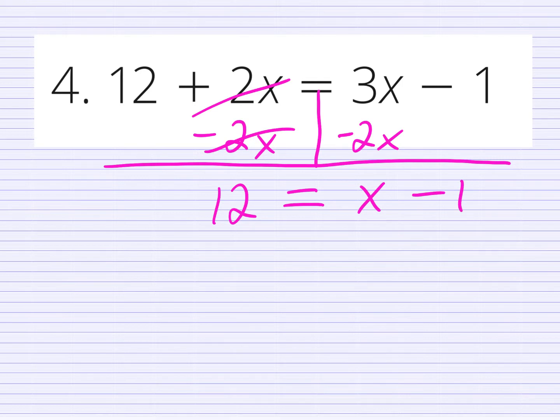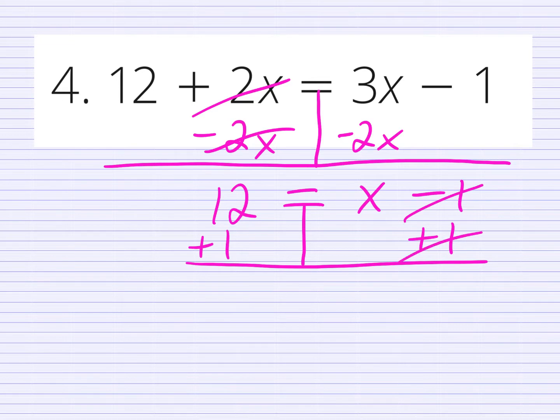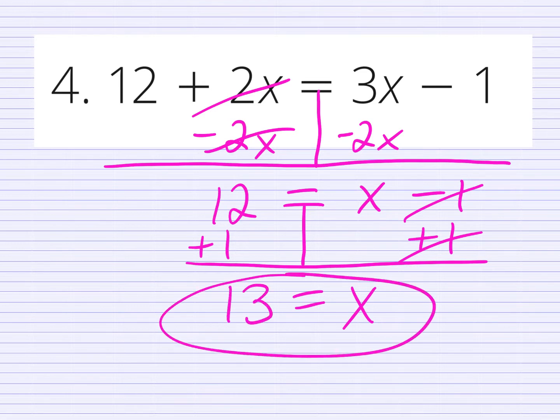Now again, we are still trying to get that x all by itself. So I'm looking and saying, well, what's on the same side as my x? A minus 1. So how do we get rid of a minus 1 or subtracting 1? By adding 1 to both sides. So I bring my equal sign straight down, my x straight down, and on the left-hand side, 12 plus 1 is 13. The x is by itself, so we are finished.